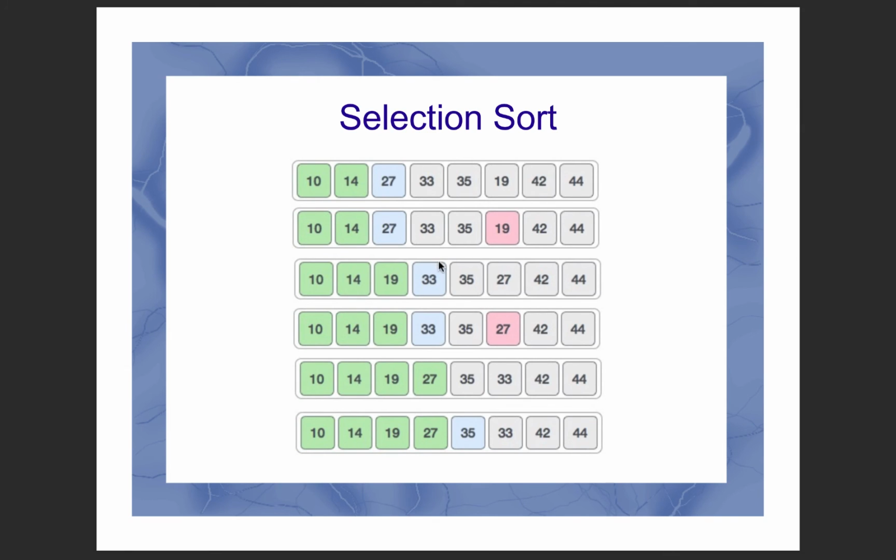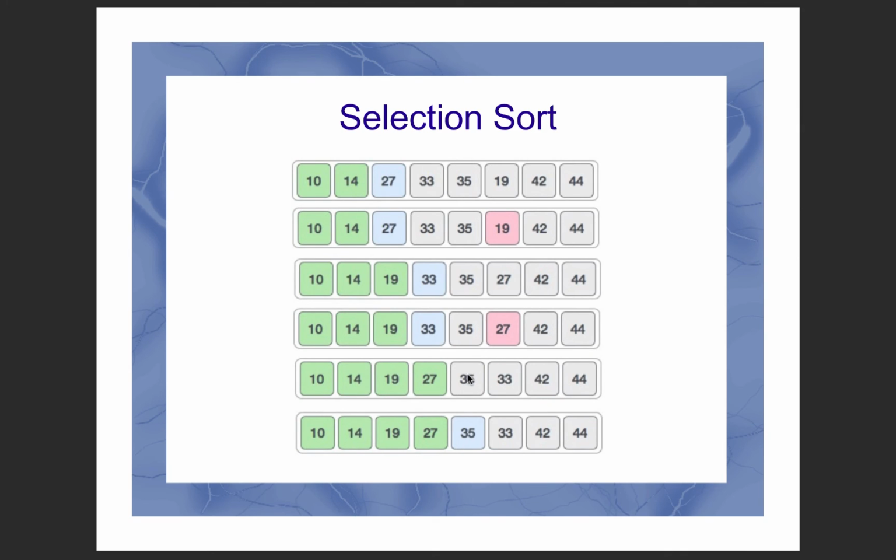What is the right element for there? 27 is the smallest element. So you copy it over there and 33 over here. You can see 27 over here, 33. Now you have to think about these portions. What is the smallest element over here? 33 is the smallest element.